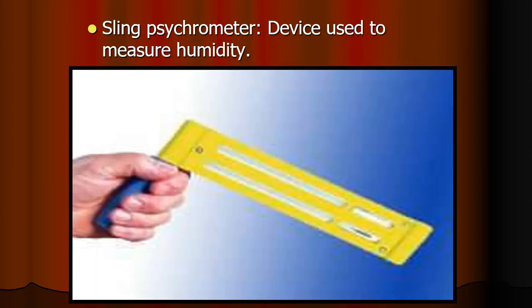And the last one is a sling psychrometer. The reason why it's called a sling psychrometer is because you sling it around, and it's a device that measures humidity. As you're slinging it, as you swing it around, it sucks in air, and then the water vapor that is in the air will condense in the tube, and that tells you what the humidity level is.